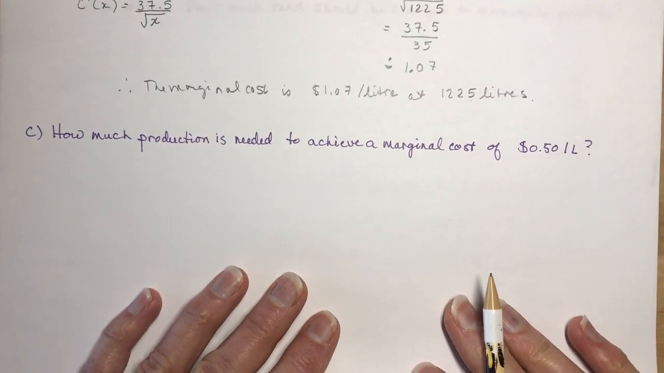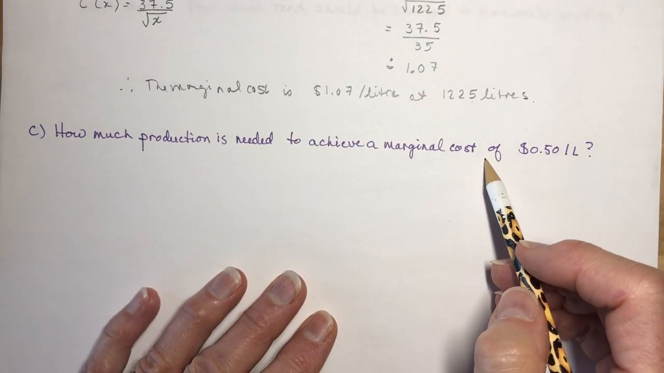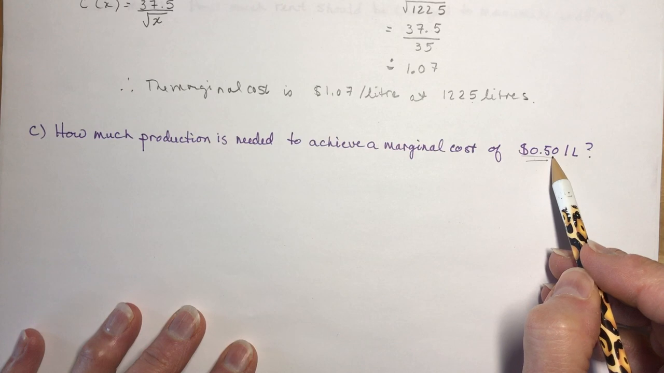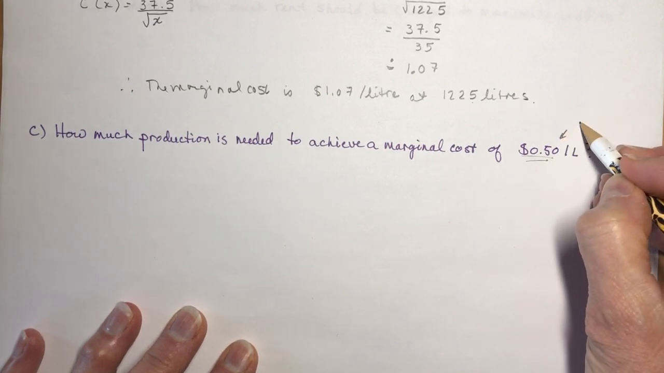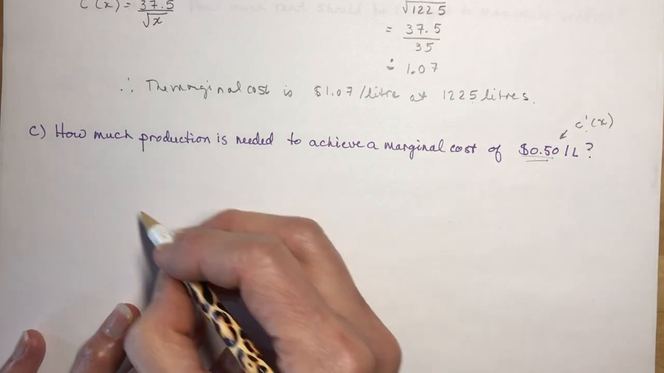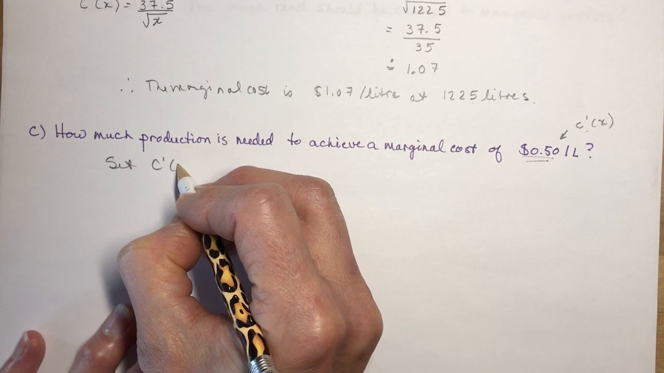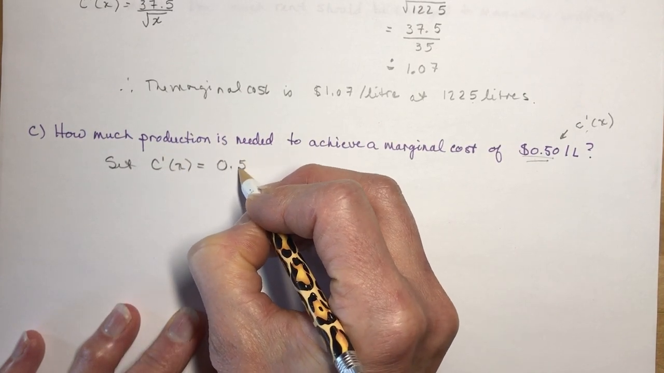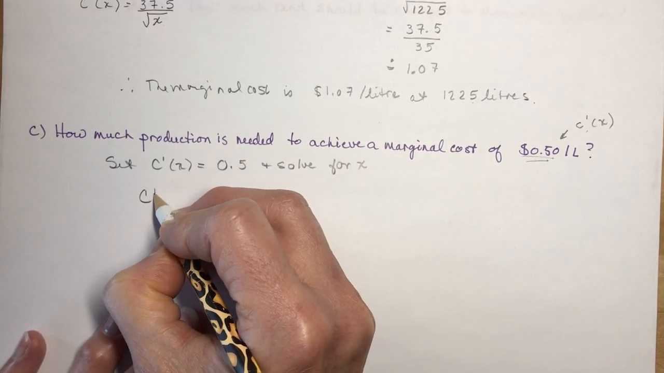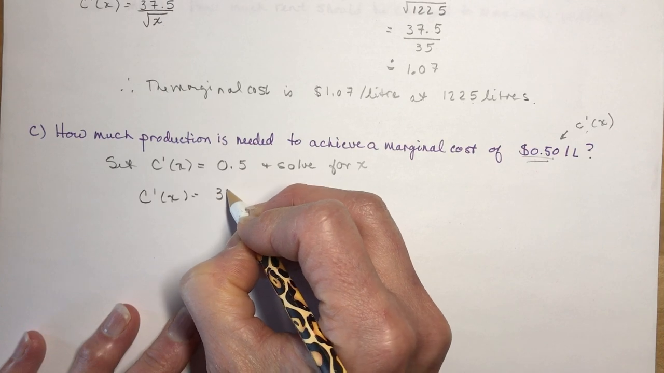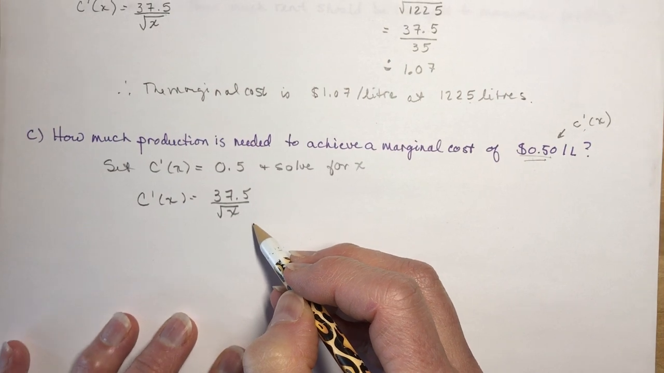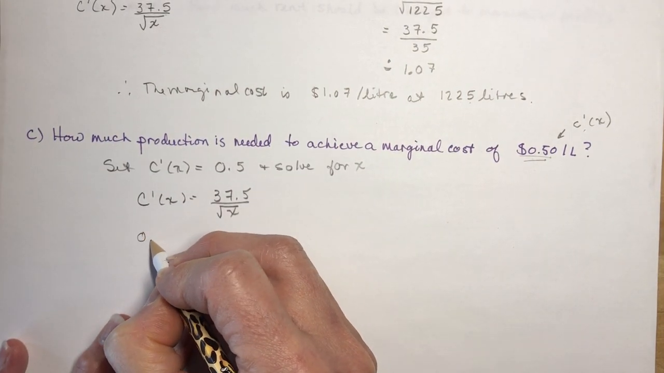How much production is needed to achieve a marginal cost of 0.50 per liter? So this time, I want this to be my marginal cost, my C prime. So I want C prime of X to be 0.5. I'm going to set C prime X equals 0.5 and solve for X. C prime X was equal to 37.5 over the root of X. I'm just taking that right from the derivative I did above. And I'm going to set this equal to 0.5.